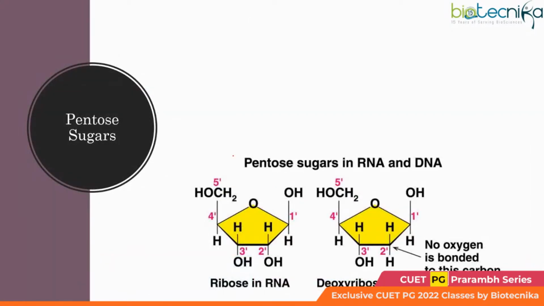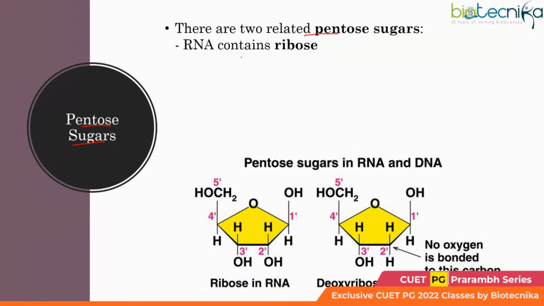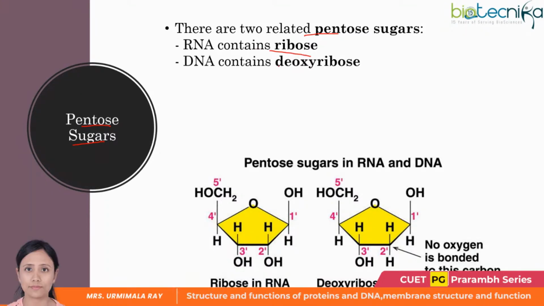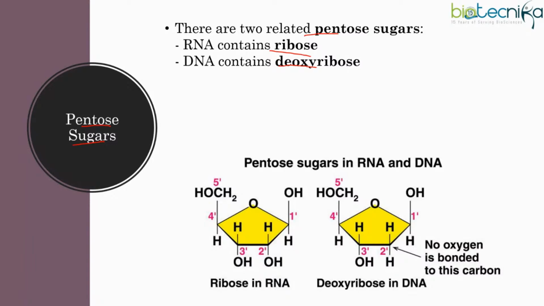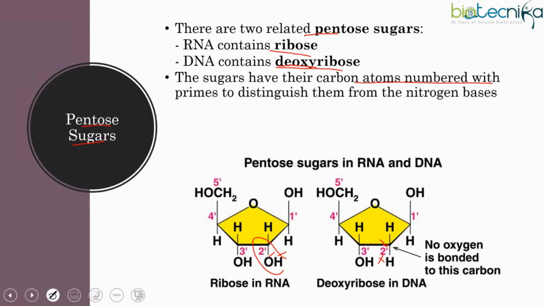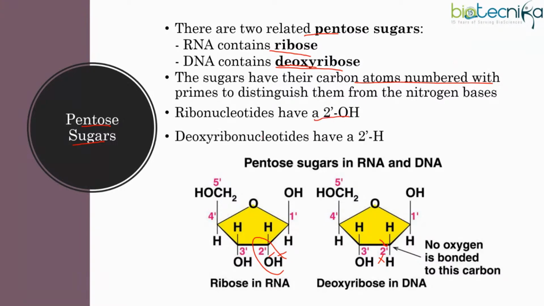Now coming to pentose sugars, as I mentioned, there are two related pentose sugars, one which contains ribose and another which contains deoxyribose. Deoxy means the oxygen is missing. In regular ribose, at the second position there is an OH group. But here at the second position, the oxygen is missing, so this is called deoxyribose. DNA contains deoxyribose. The sugars have their carbon atoms numbered with primes, as I told you, to distinguish them from the nitrogen bases. Ribonucleotides have a 2 dashed OH, whereas deoxyribonucleotides have a 2 dashed H only.